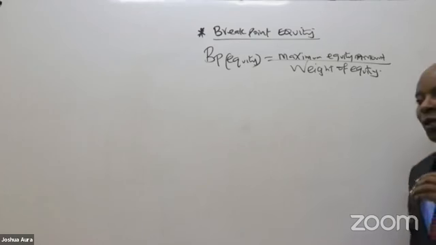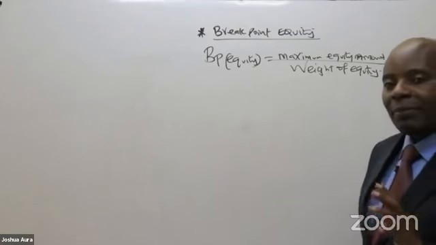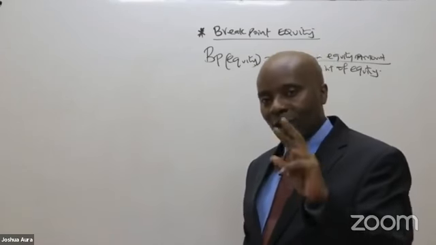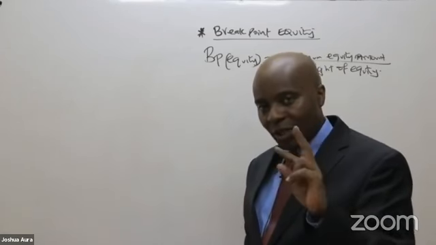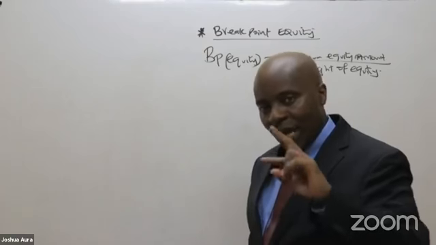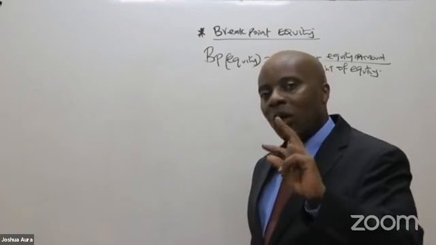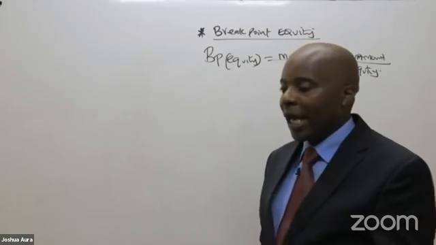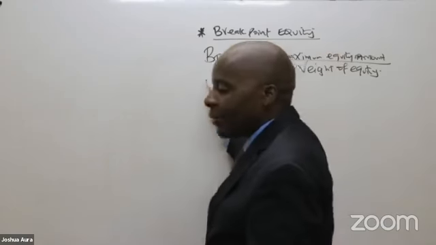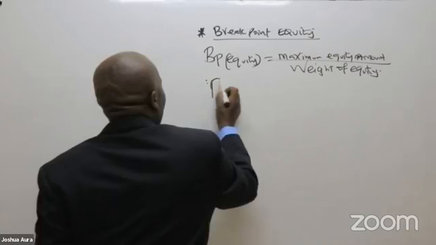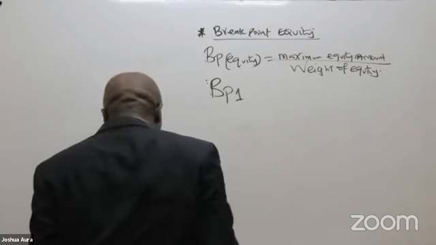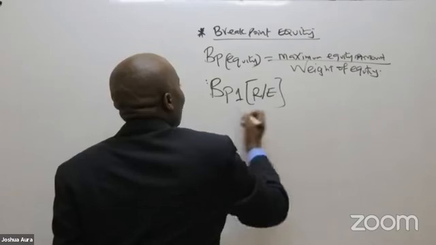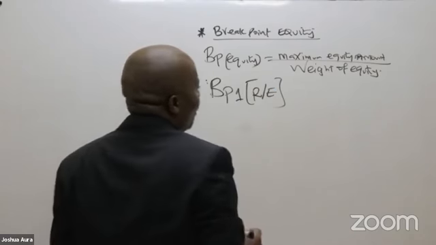weight of equity. When you remember these concepts very well, equity has got two components. We have the retained earnings and ordinary share capital. And that is why the first break point, break point number one, is break point for the first equity component, which is retained earnings.